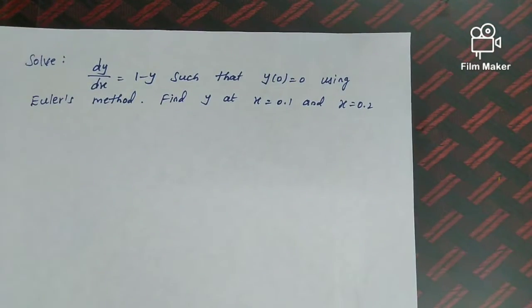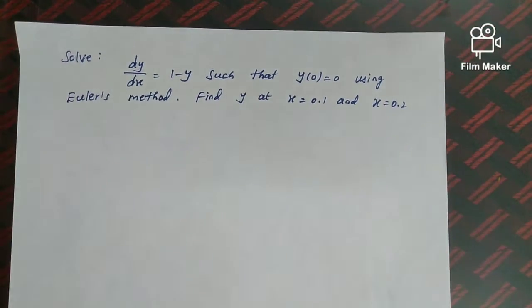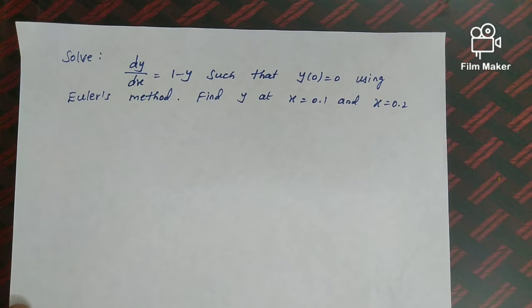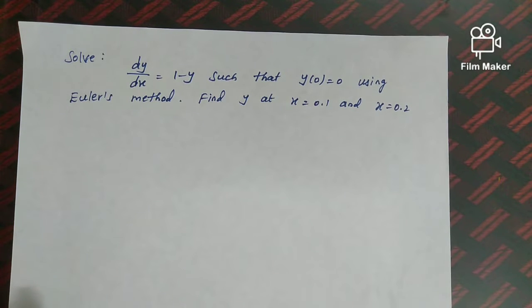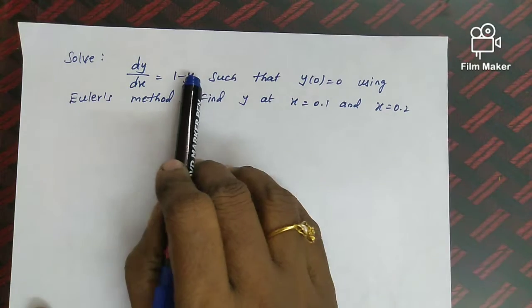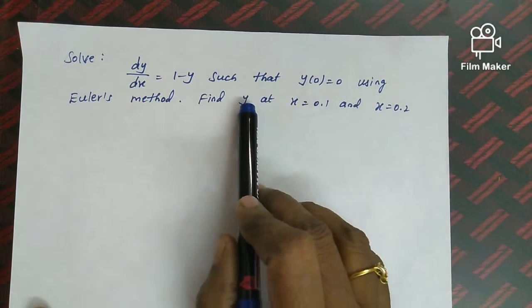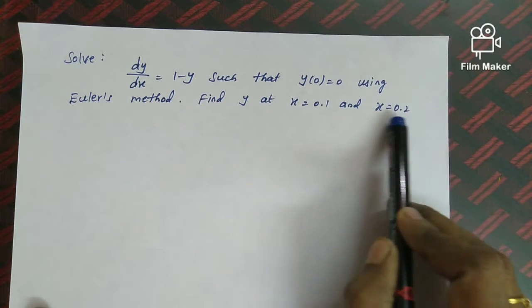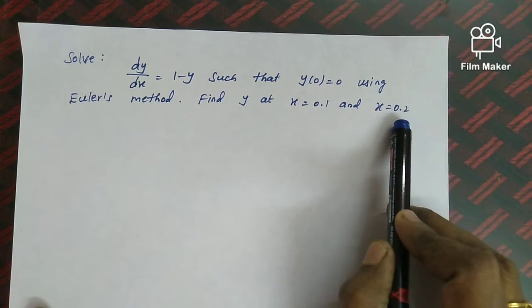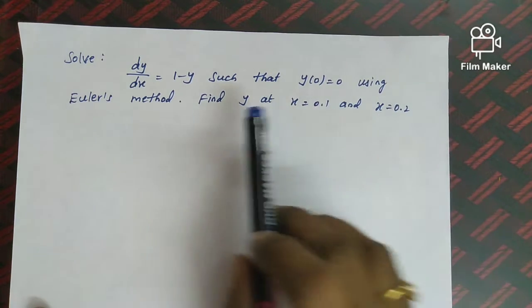The first problem is: solve dy by dx equal to 1 minus y, such that y of 0 equal to 0, using Euler's method. Find y at x equal to 0.1 and x equal to 0.2. So in this question, the differential equation is given and the initial condition is also given. We are going to find the value of y at x equal to 0.1 and x equal to 0.2. So in these two places we are going to find the y value.